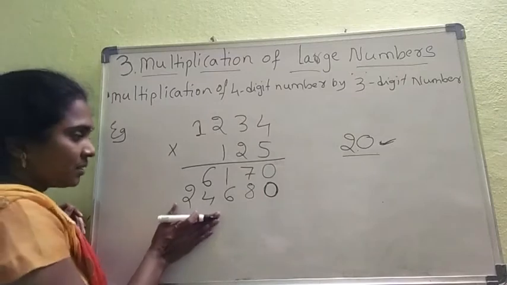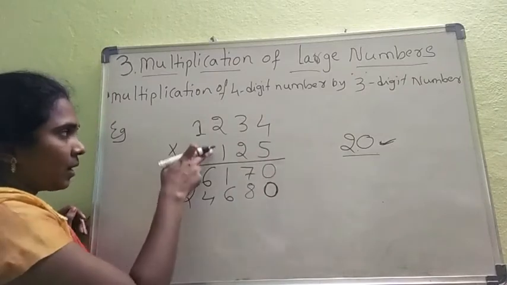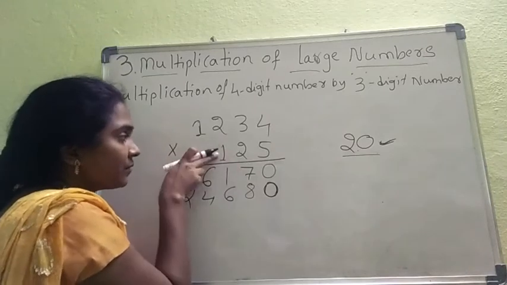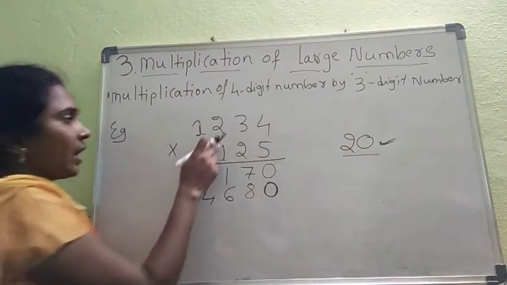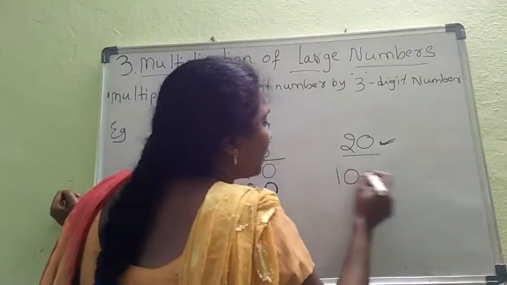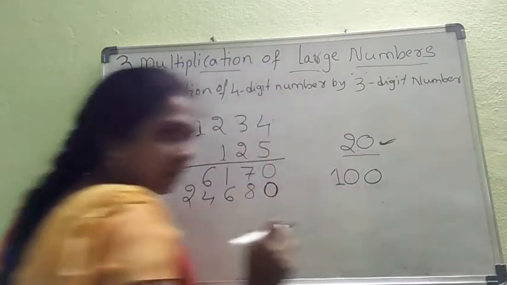In the previous example, they gave 2 digits. But now one more digit is there, right? That is 1. 1 is in which place? Hundreds place. We are multiplying this number with 1. That means actually we are multiplying the given number with 100.